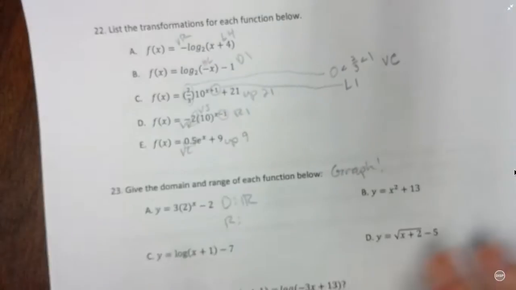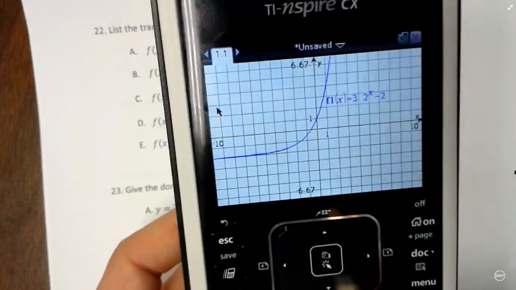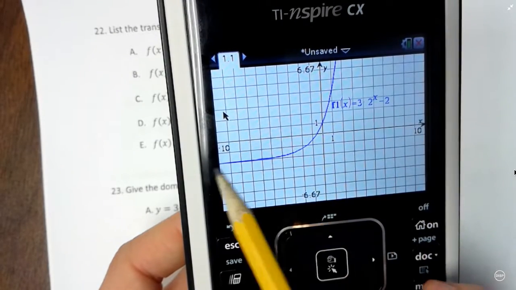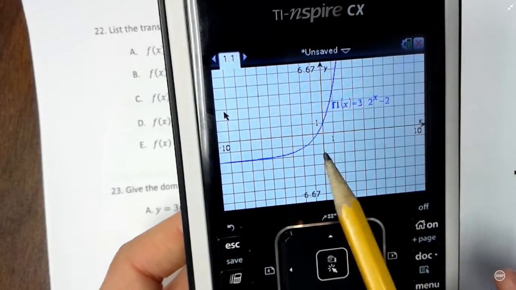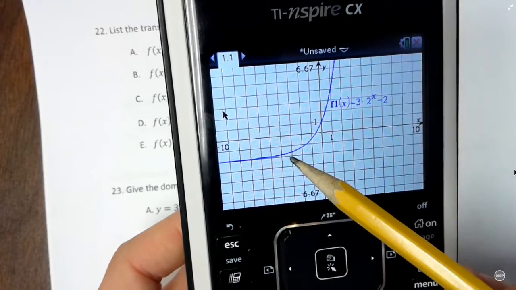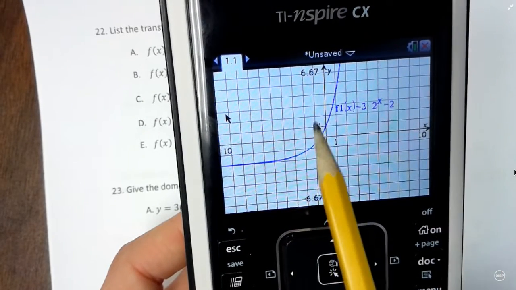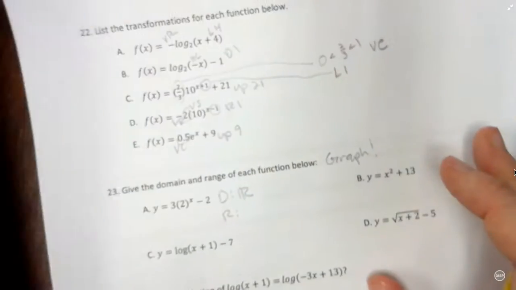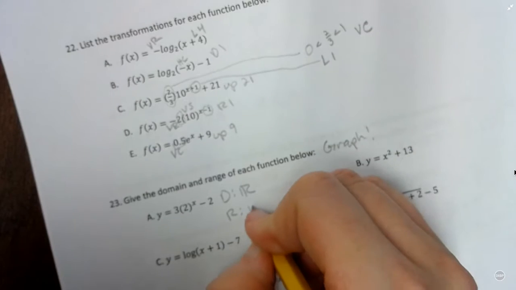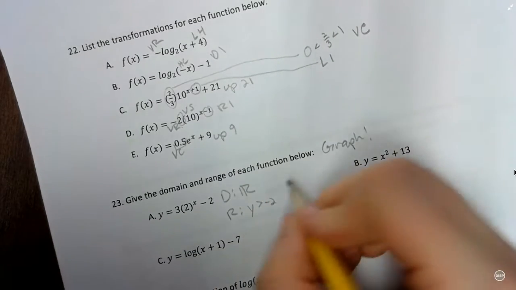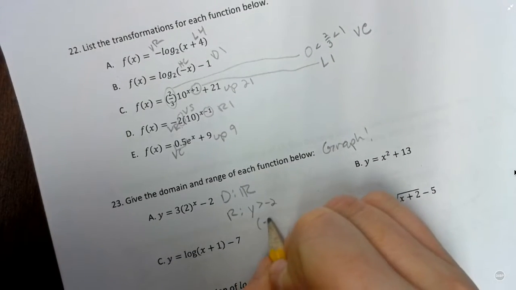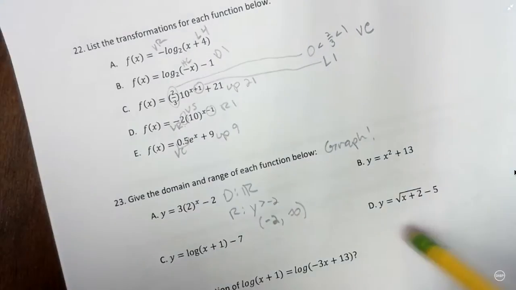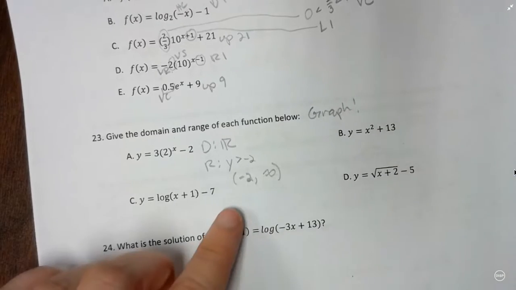My range, on the other hand, it's exponential function, so I've got a horizontal asymptote here. That means my graph does not go below this number, which is -2. So my y values cannot be less than -2. However, they can keep going up, so my y values can get bigger. So I might say y is greater than -2, or I could say -2 to infinity. And that's not an ordered pair, it's just interval notation. So you might say it either way.